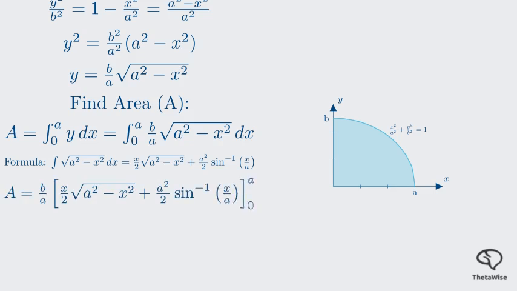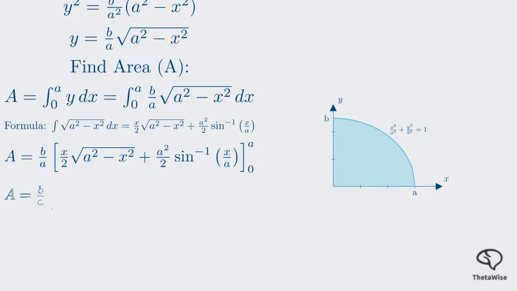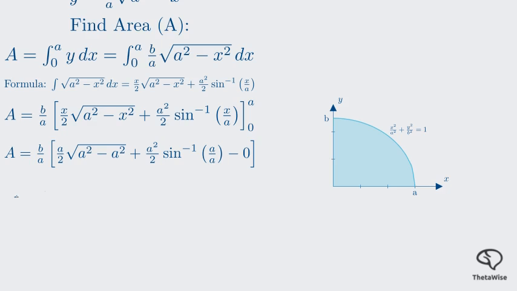We need to evaluate this from 0 to a, plugging in the upper limit a. The first term becomes 0, and we get a squared over 2 times arcsin 1. Plugging in the lower limit 0 makes both terms 0. Arcsin 1 is pi over 2, so we have b/a times a squared over 2 times pi over 2. This simplifies to pi times a squared b over 4a, which is pi ab over 4. We have now proved that the area is indeed 1/4 pi ab. This makes sense, as the area of a full ellipse is pi ab, and we found 1/4 of that.